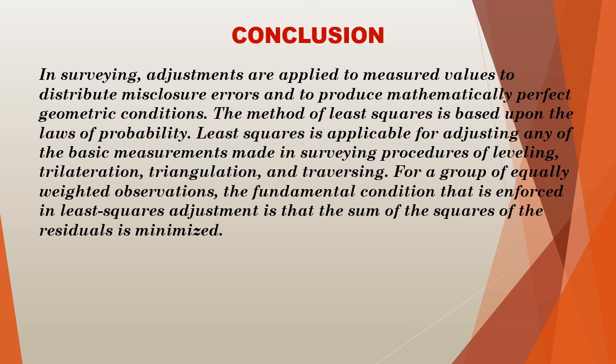At last, we can conclude that in surveying, adjustments are applied to measured values to distribute the misclosure errors and to produce mathematically perfect geometric conditions. The method of least squares is based upon the laws of probability. Least square is applicable for adjusting any of the basic measurements made in surveying procedures of leveling, trilateration, triangulation, and traversing. For a group of equally weighted observations, the fundamental condition enforced in the least square adjustment is that the sum of the squares of the residuals must be minimized.